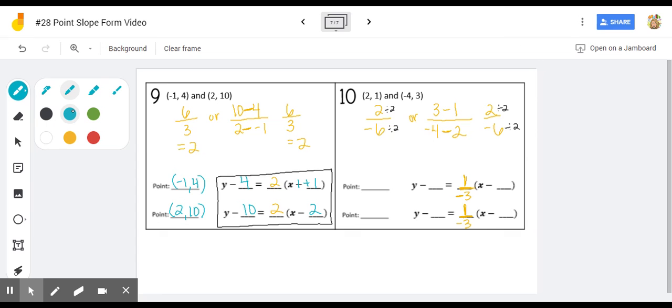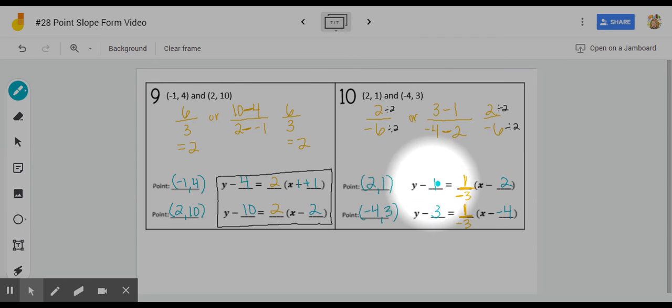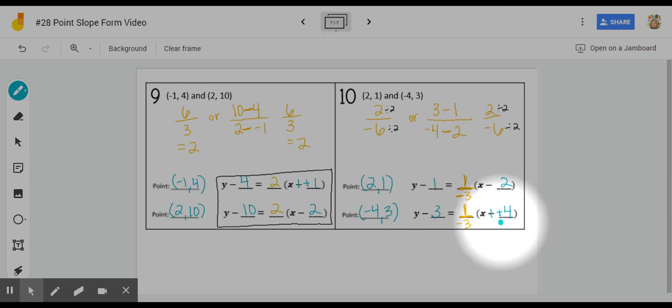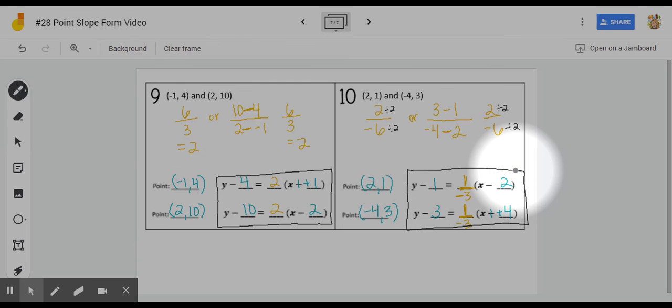Now you get to pick which point you want to use. If we use the first point, 2 comma 1, our 2 goes in with x minus 2, and our 1 goes as y minus 1. If I use -4, 3 as our point, second point, then we'll have x minus a -4, which becomes a +4 in the formula, and we'll have y minus 3 on the outside. Please remember, guys, that either one of those is acceptable. Don't give me both, just one would be great.